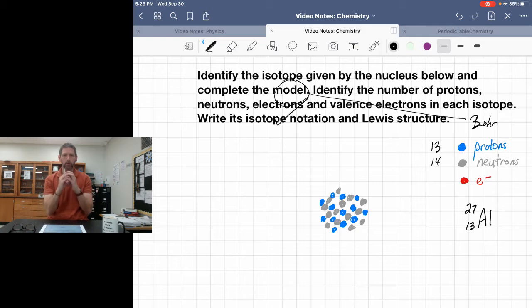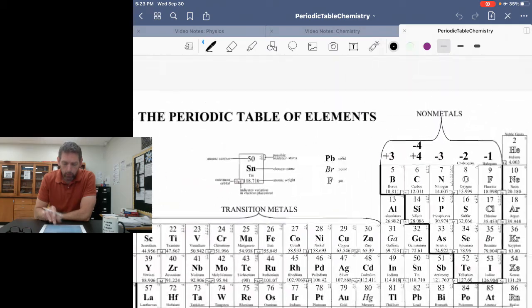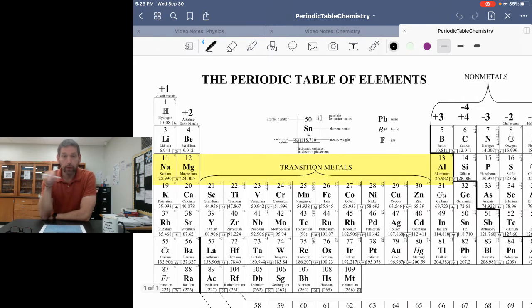We've got a nucleus, the first orbital, the second orbital, the third orbital, and so on and so on. It just keeps going out and out and out. All right, so aluminum. Let me zoom back out. Aluminum, we can see, is in period 3, and period 3 tells us that we have 3 orbitals. So there are 3 orbitals around the nucleus of this atom.